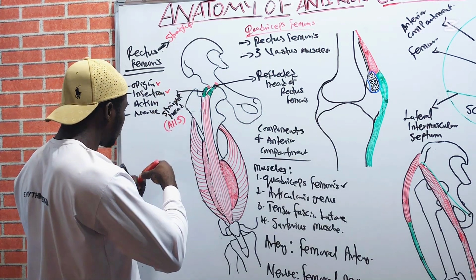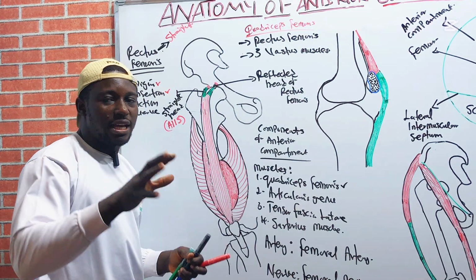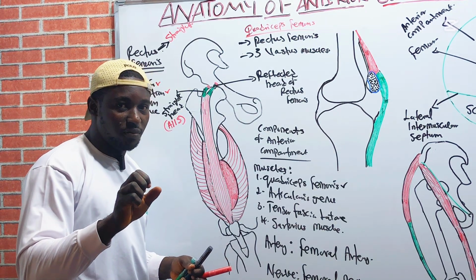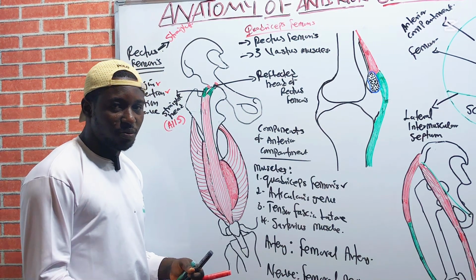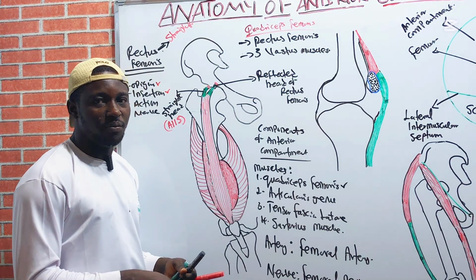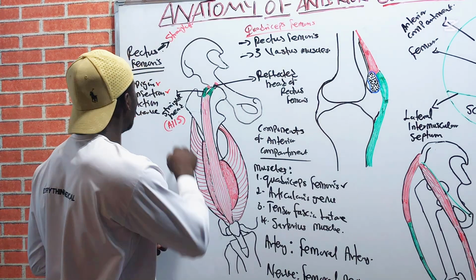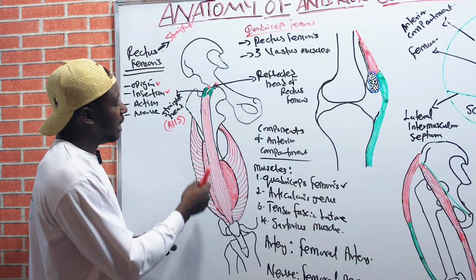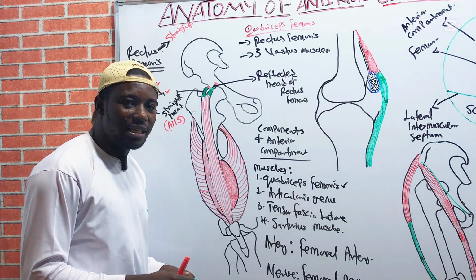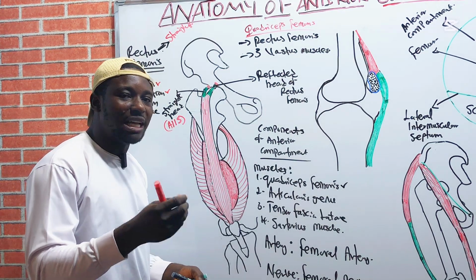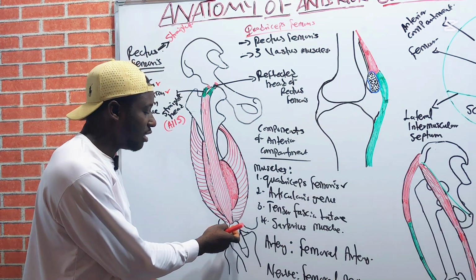The insertion. Recall that the quadriceps femoris muscle is four individual muscles. They unite together to form a tendon known as the quadriceps femoris tendon to be inserted at the base of the patella. That is where they got inserted, the distal attachment. So the insertion of the rectus femoris is particularly at the base of the patella because the flattened tendon of the rectus femoris descends downward vertically to be inserted at the base of the patella.